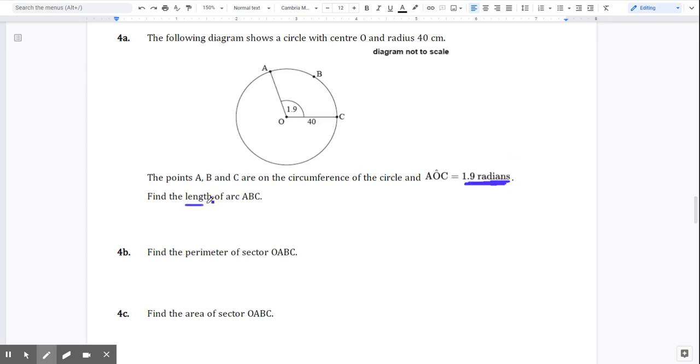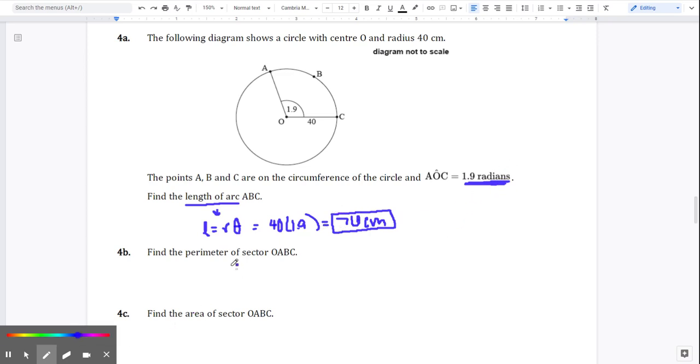So that means right off the bat, finding my arc length in radians, the length equals just the radius times the measurement of the angle. So I'm looking at 40 times 1.9, or 76 centimeters. So definitely look out for how your angle is measured because it's going to change which formula you use.